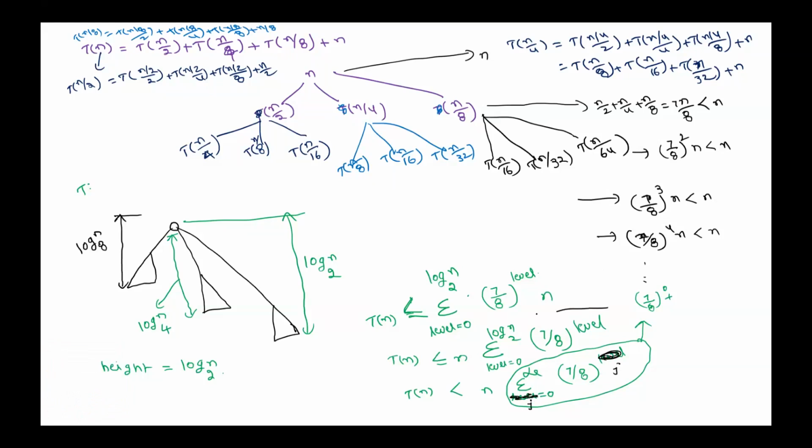See, finally, we are trying to find this value. If we expand, okay, let me take a new sheet. We are trying to simplify this: level equals 0 to log n base 2 of 7 by 8 whole power level. What is this value?